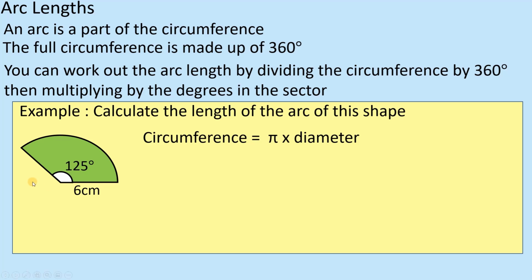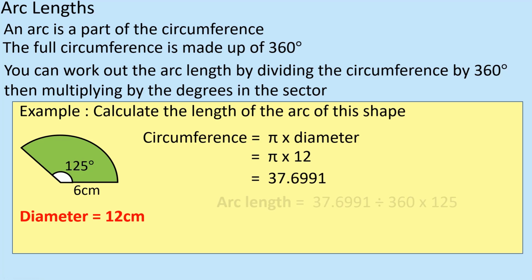Okay, so all we've got currently is the radius, and I want the diameter, which is the whole distance across it, which is going to be 12. All right, so the circumference would be pi times 12. So that would be the whole circle if we had the whole circle. But of course, we don't have the whole circle. We only have 125 degrees out of 360 degrees of the circle. All right, so circumference is 37.7.